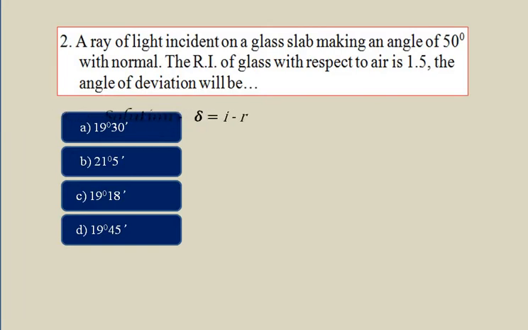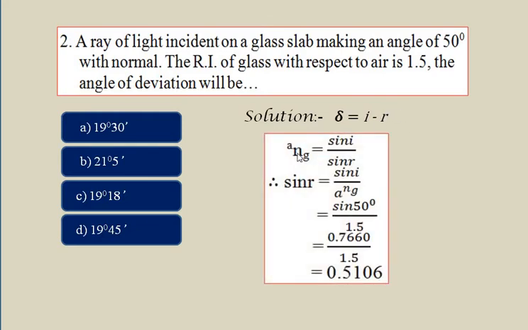The solution is, here we are given the angle of incidence, and the angle of deviation can be calculated as delta is equal to angle i minus angle r. So here angle i, the angle of incidence, is given and we have to calculate the angle of refraction. For this purpose we use Snell's law, given by the relation refractive index of glass with respect to air is equal to sin i divided by sin r. So we calculate the value of r. Therefore sin r is equal to sin i divided by the refractive index of glass with respect to air.